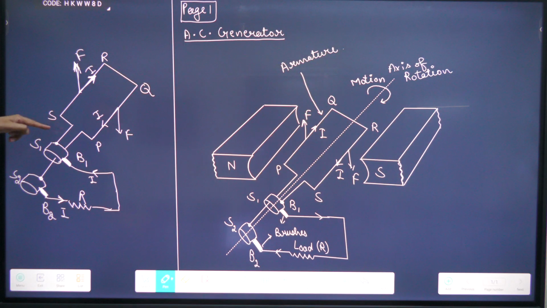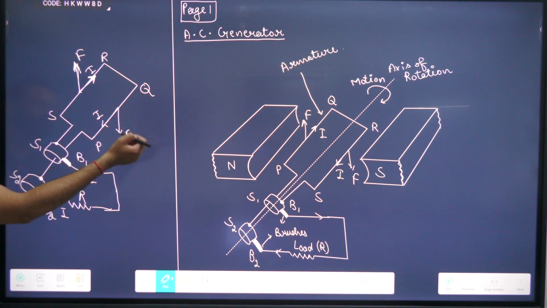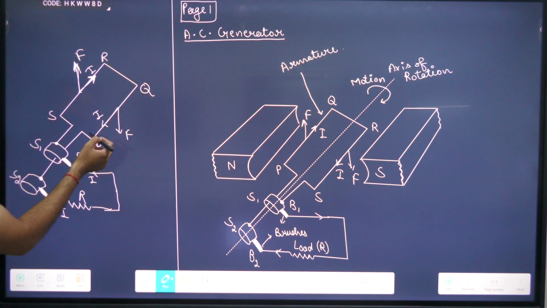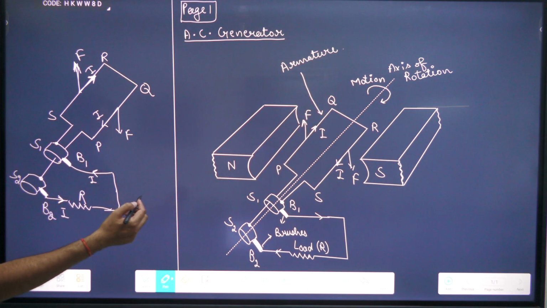And because this SR is connected to slip ring 1 and B1, now current is coming to this like this. In the same way, this PQ: earlier current was going from P to Q, and in the second half cycle, current is going from Q to P. So current is going from Q to P like this, current will go to S2. So S2 is connected to B2. So now current will go from B2 to B1. Earlier it was going from B1 to B2.